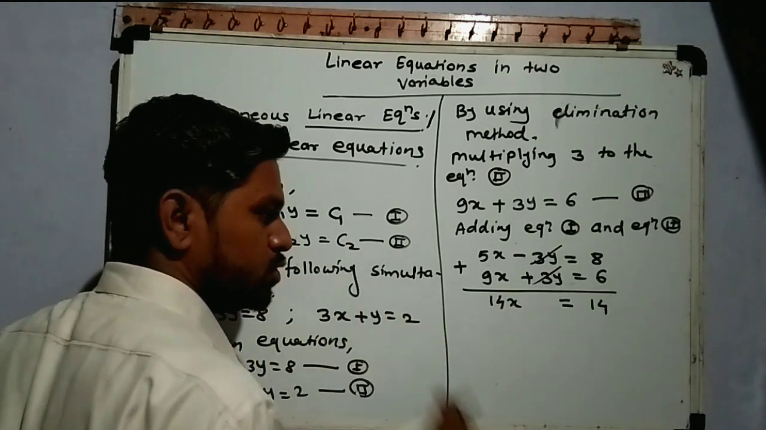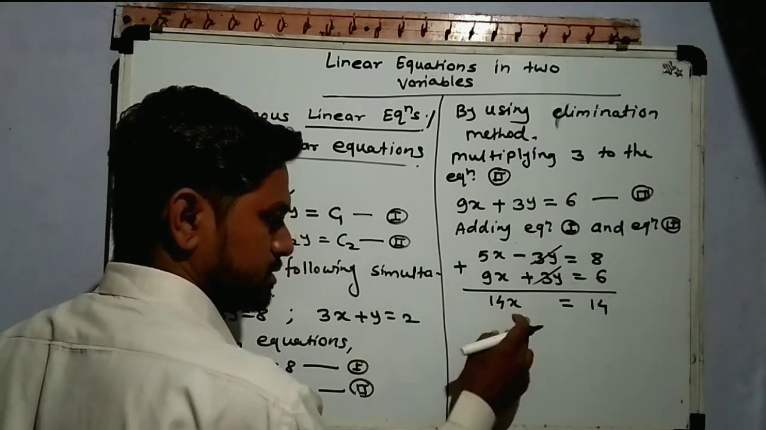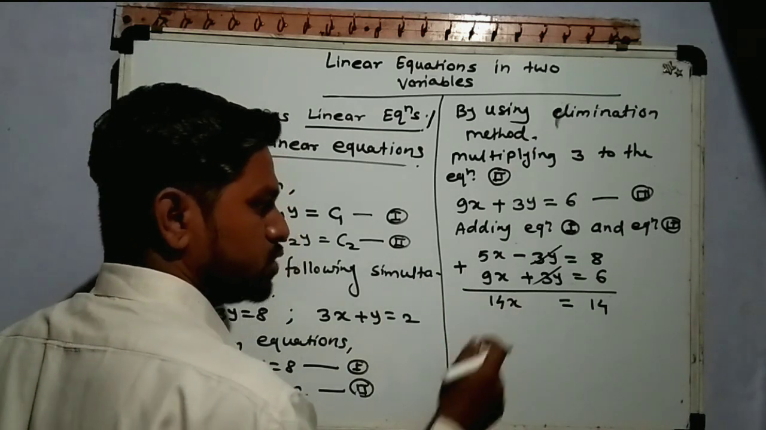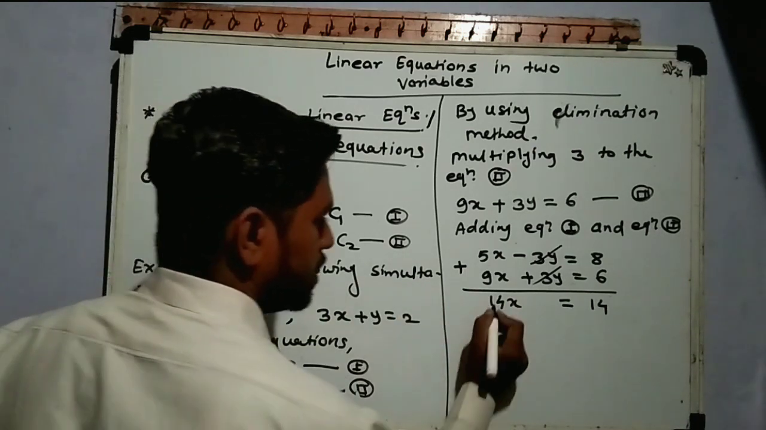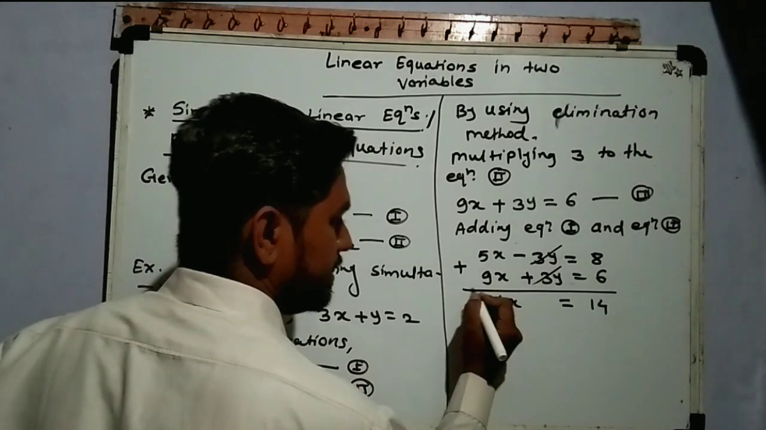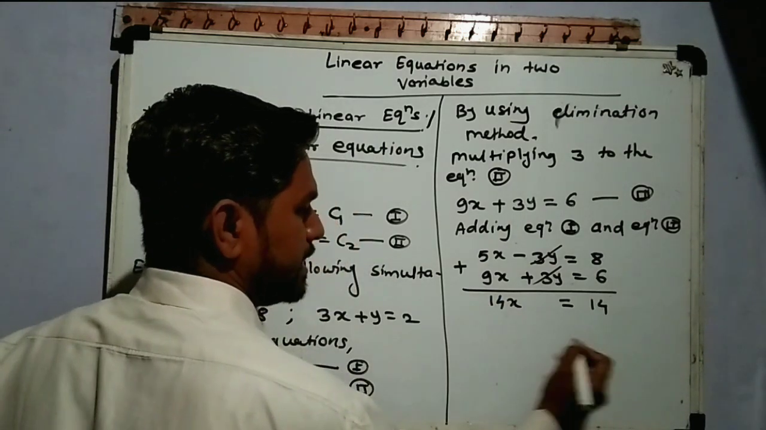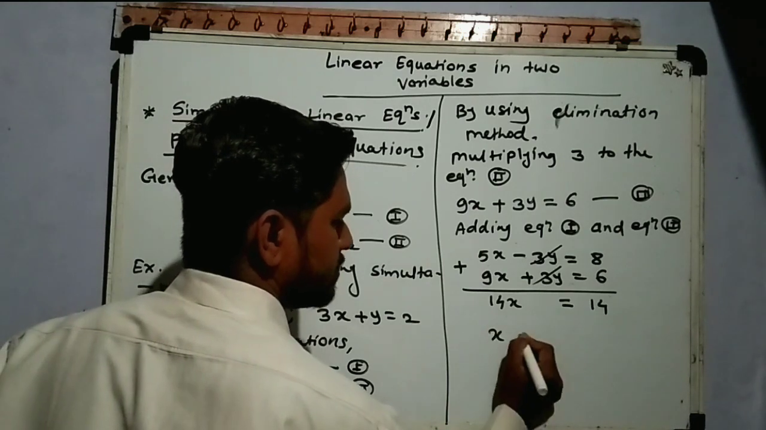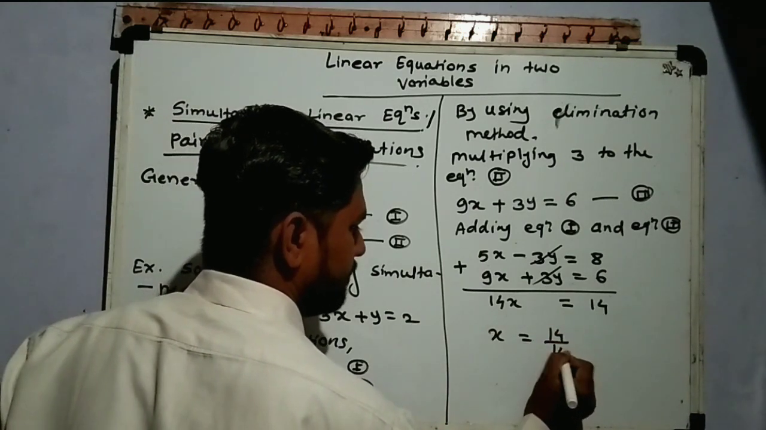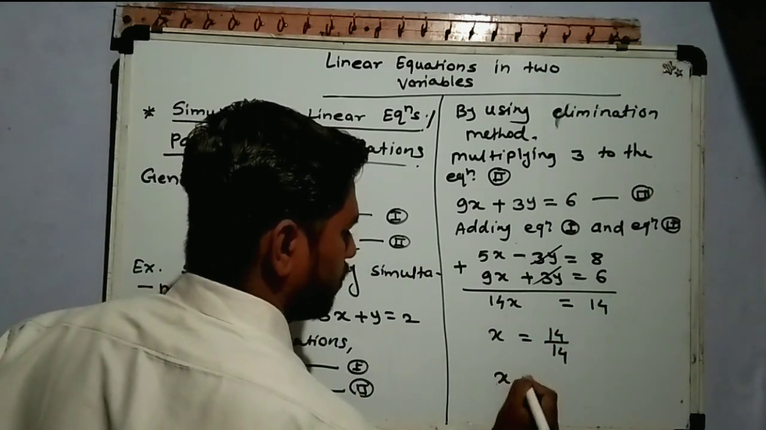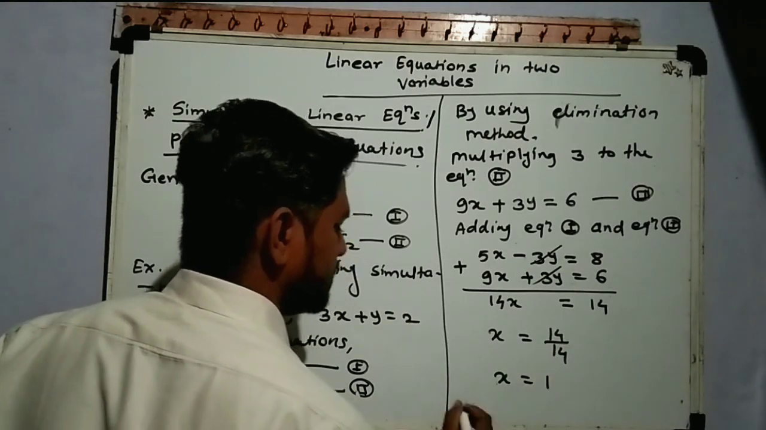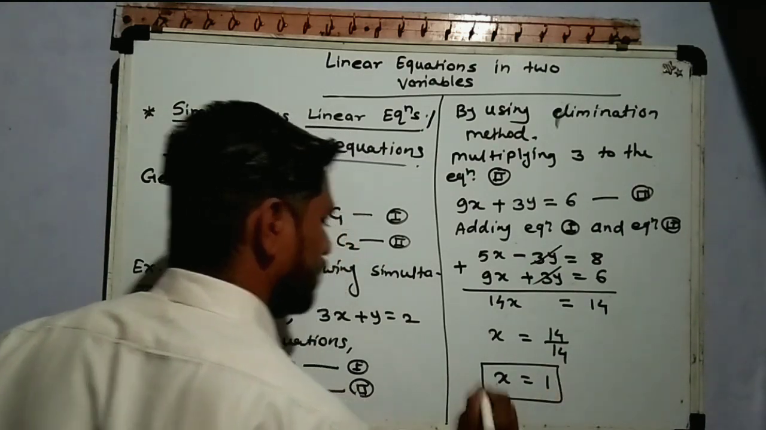Okay, between 14 and x there is no sign. So it means there is no sign in between two such terms, so it means there is a multiplication sign. So this multiplied by 14, when you shift it after the equal to sign, becomes divide. So x is equal to 14 divided by 14. So x is equal to 1.